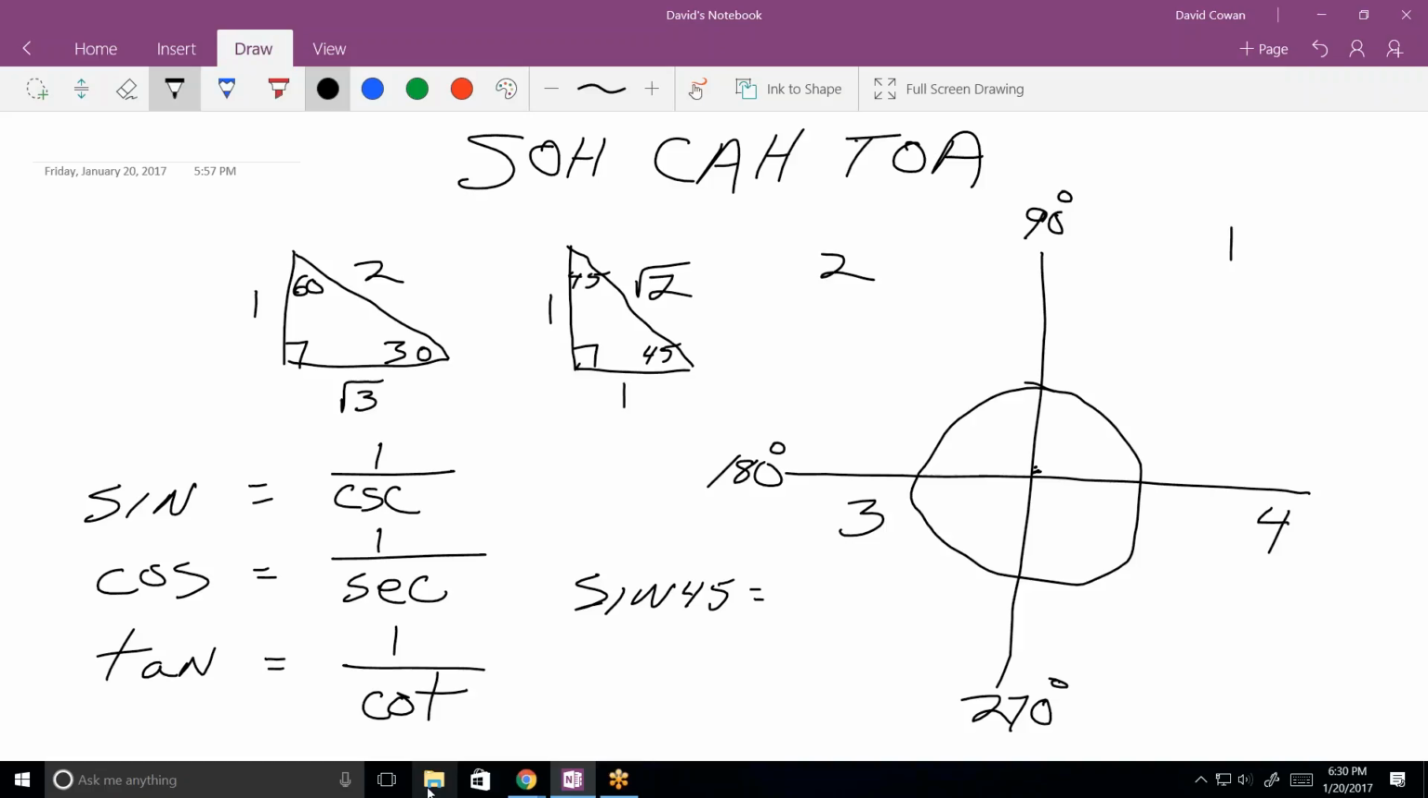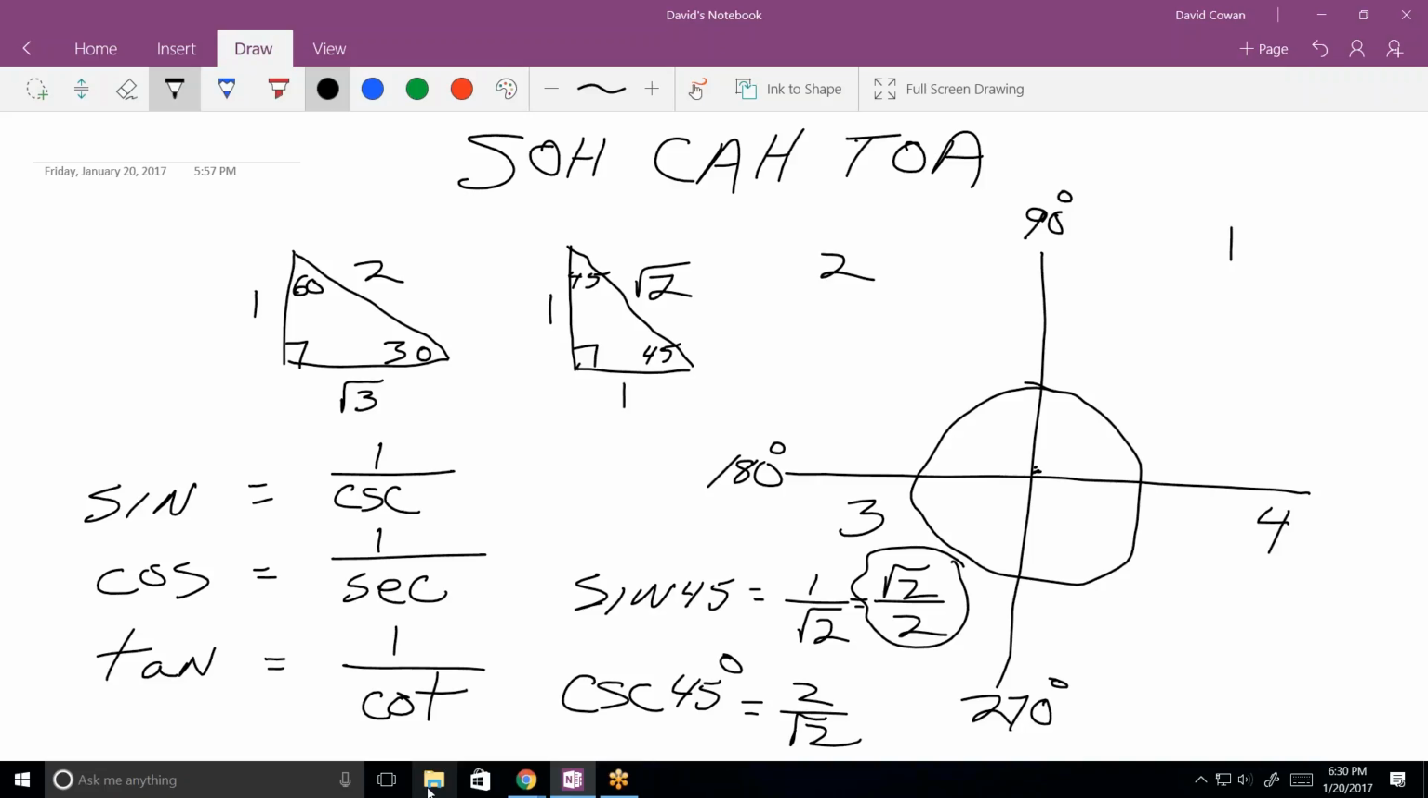1 over root 2. I could spend a lot of time rationalizing that. It becomes root 2 over 2, right? But now what if I ask, what's the cosecant of 45 degrees? And I'm starting with the rationalized version. Well, what's the cosecant? I have to flip it, so it's 2 over root 2. And now I have to rationalize that again.